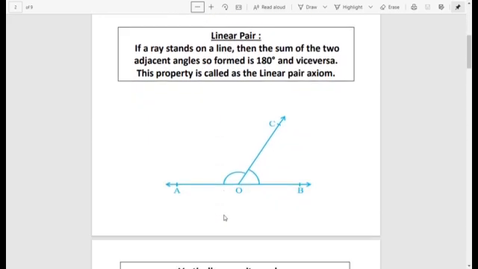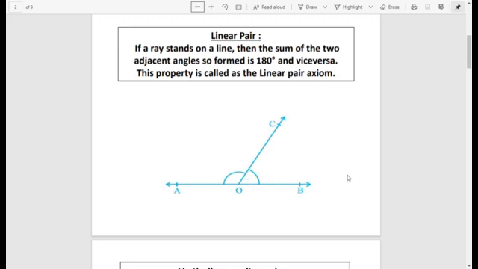Linear pair. If a ray stands on a line, then the sum of the two adjacent angles so formed is 180 degrees and vice versa. This property is called the linear pair axiom. Let us understand this with a figure.